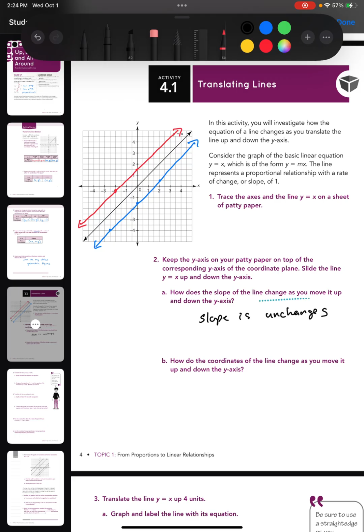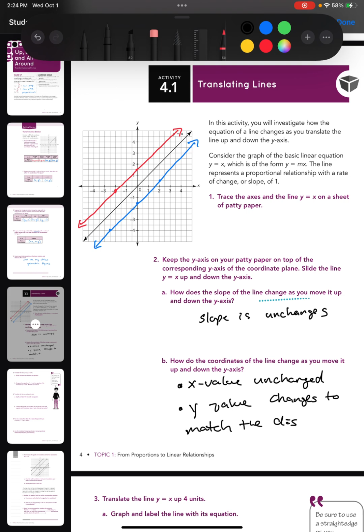How do the coordinates of the line change as you move it up or down? The x value is unchanged, and the y value changes to match the distance moved up or down.